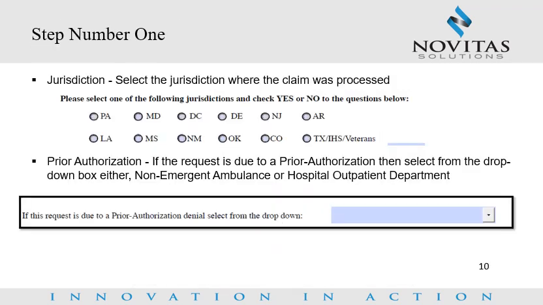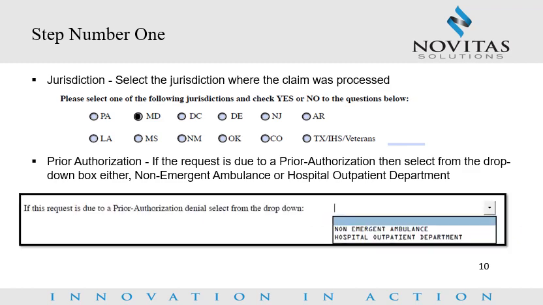Step number 1. The first step on the Redetermination and Clerical Error Reopening form is to use the radio button selection to report the appropriate state in which the services were rendered. For today's example, we are going to select the state of Maryland or MD. Next, you will notice there is a drop-down option to select if your appeal request is due to a prior authorization denial. The two options in the drop-down box are either non-emergent ambulance or hospital outpatient department. If neither of these options apply to your request, the field can be left blank.